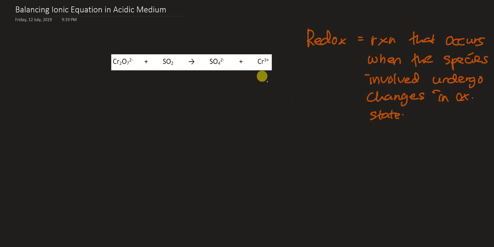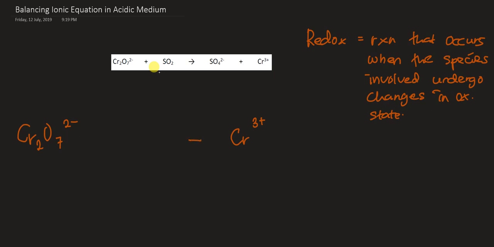Okay, so the first step to answer this kind of question, you have to separate the equation into two parts, the oxidation part and the reduction part. We do not have to determine which one is the oxidation half reaction and the reduction half reaction in this kind of question, at least not yet. So the first one is Cr2O7 2-, and it will produce Cr3+.